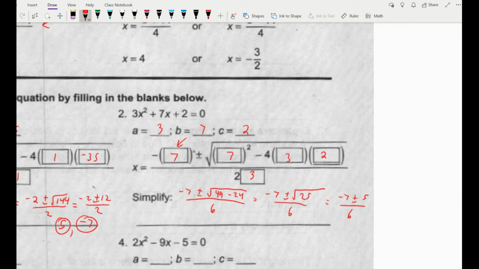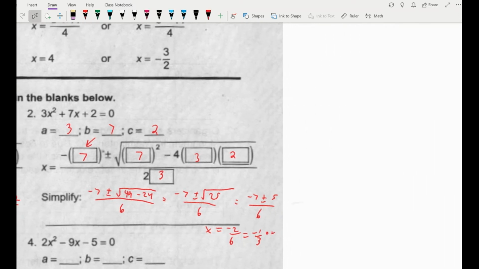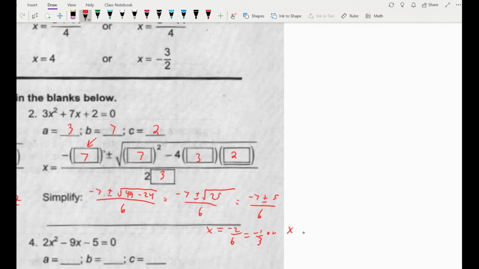We want the decimal values as well. Here's our two solutions. We get x equals minus 7 plus 5 is minus 2. So it's minus 2 over 6, which reduces to minus 1/3. Or we're going to get x is equal to minus 7 minus 5, which is minus 12 over 6, which reduces to minus 2. So we have our two solutions. X equals minus 1/3 or x equals minus 2.